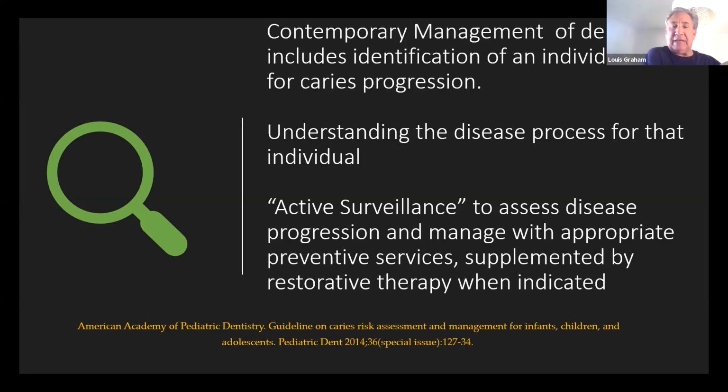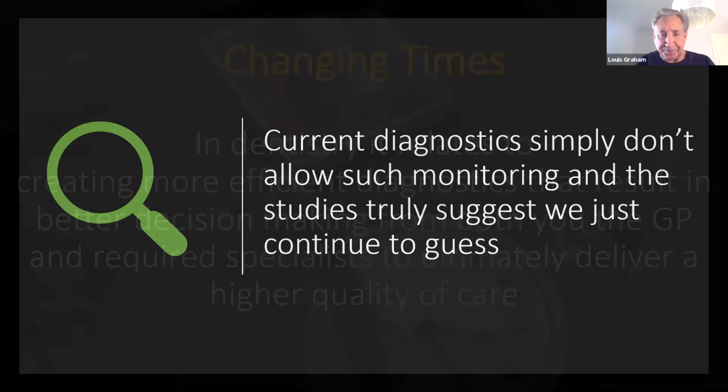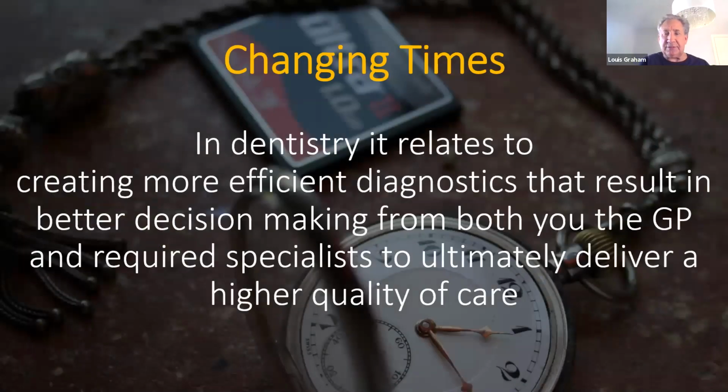And can we now use active surveillance to assess disease progression? You cannot do that with an explorer or very routinely a 2D X-ray. Current diagnostics just don't allow you to monitor that. And I'm going to show you how we can monitor not caries, but lesions with cone beams. In dentistry, this also relates to creating far more efficient diagnostics that result in better decision-making for both you, the GP, and really allowing the specialist to deliver a higher quality of care.